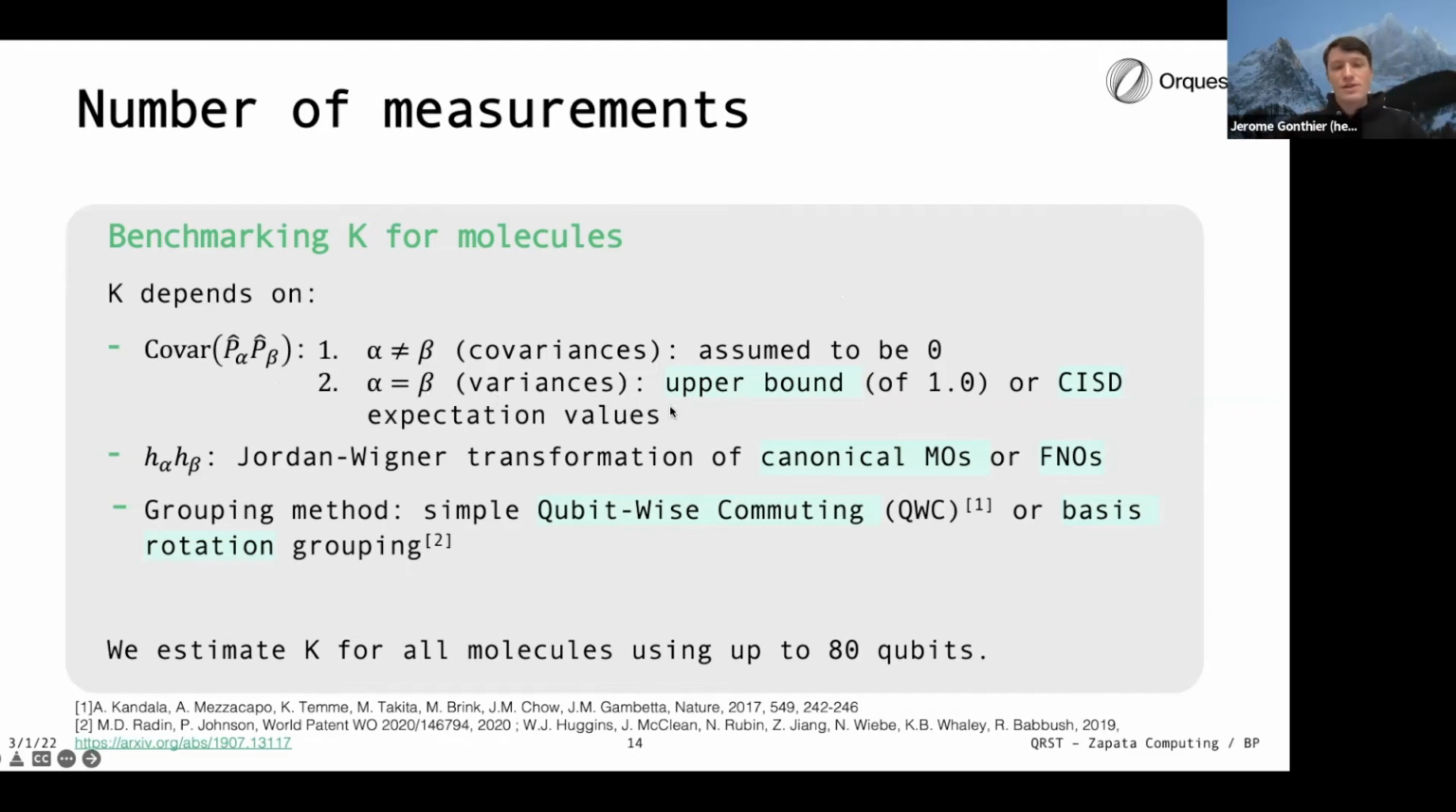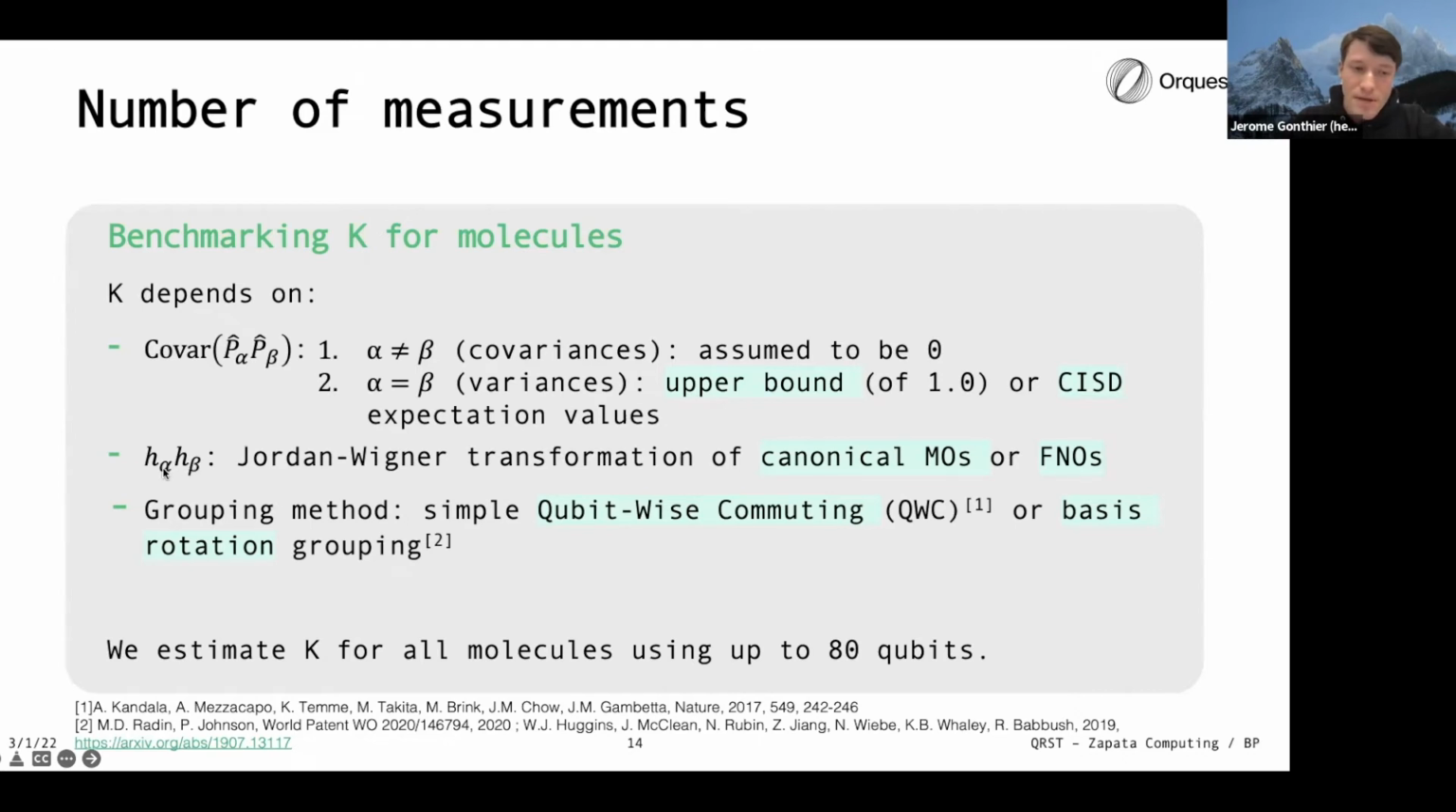For the variance, we did 2 different estimations. The first is to just take the upper bound of the variance, which is 1. Or we can also use this classical electronic structure method, CISD, quantum chemists-like abbreviations, like I said. Basically, this method allows us to compute the variance with an approximate classical wave function. We use it because it's pretty convenient to extract the needed information from the existing software packages.